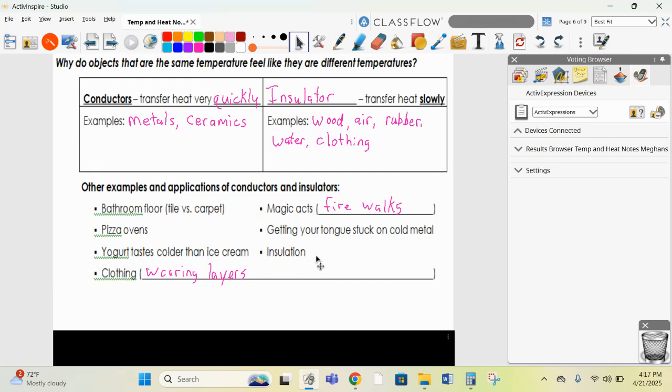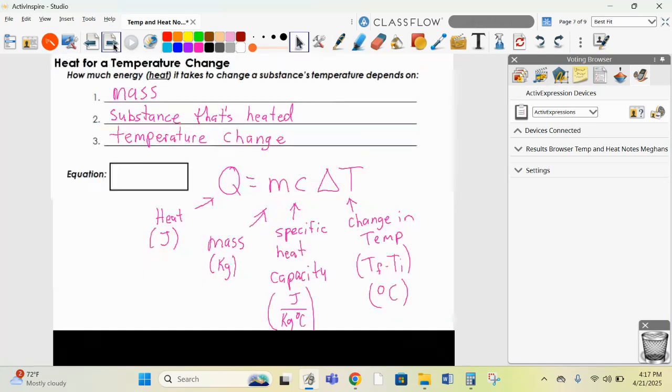Insulation in your homes, how that ends up creating a barrier from the inside to outside and not allowing the heat to transfer and escape your homes. Now, what exactly is the first thing that we'll look at for heat? What will it depend on?